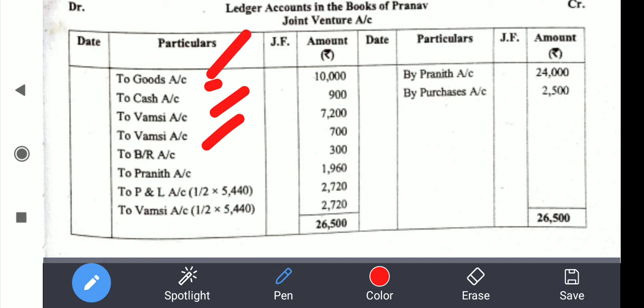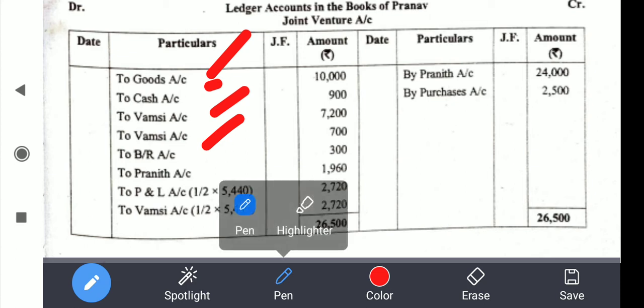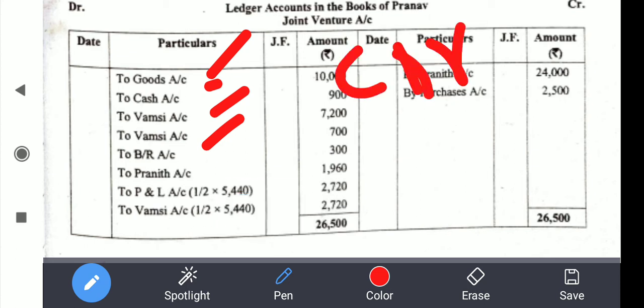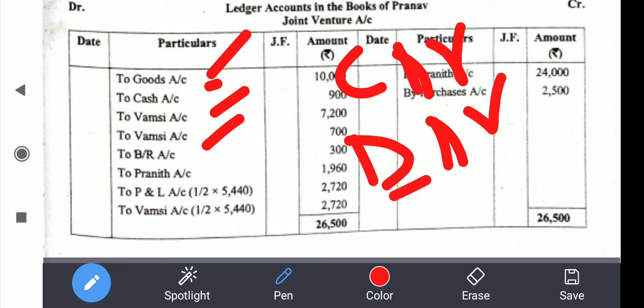But here, we just have to write at the time of discounting the bill. So at the time of discounting the bill, how much amount? 300 is the joint venture account. So cash account debit, already recorded in the journal entry. Cash account debit, discount account debit to joint venture account. So here the discount is 300 rupees. That is the bills receivable amount.